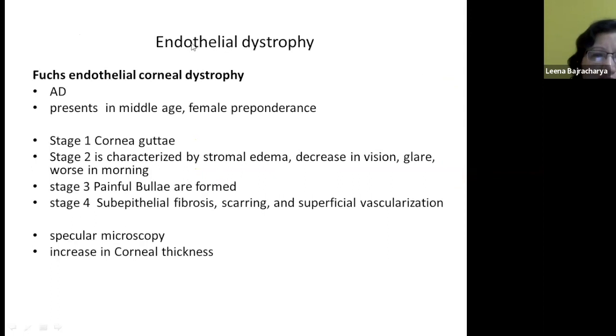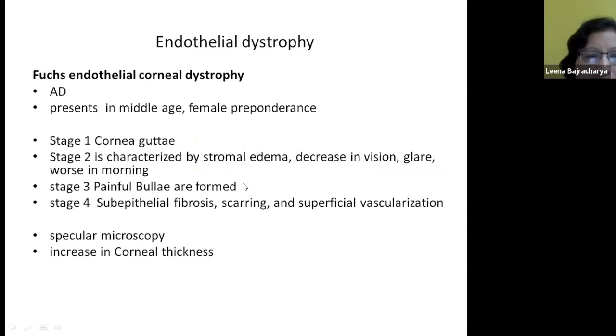Coming to endothelial dystrophy, Fuchs corneal dystrophy is quite important and common. It is autosomal dominant, presenting in middle age, with female preponderance. It is characterized by guttata initially, and later by stromal edema, which decreases vision mostly in the morning, followed by painful bullae, and then subepithelial fibrosis, scarring, and vascularization as it becomes chronic.